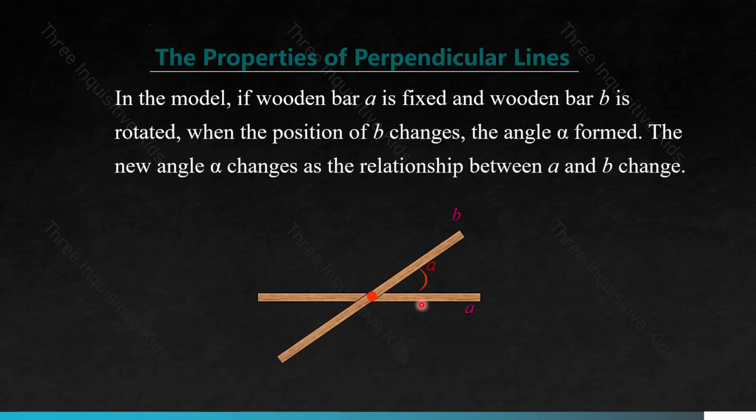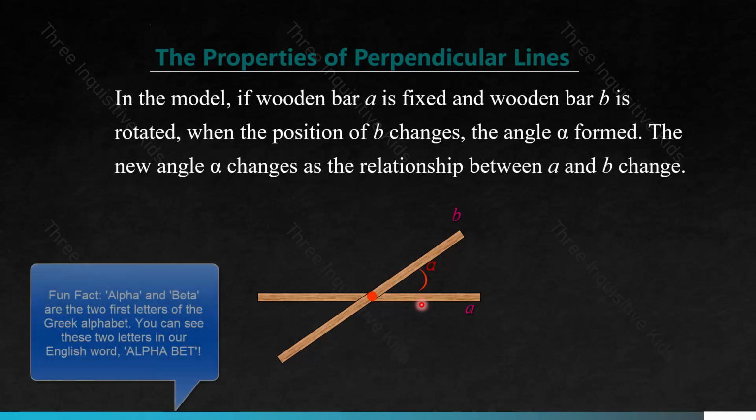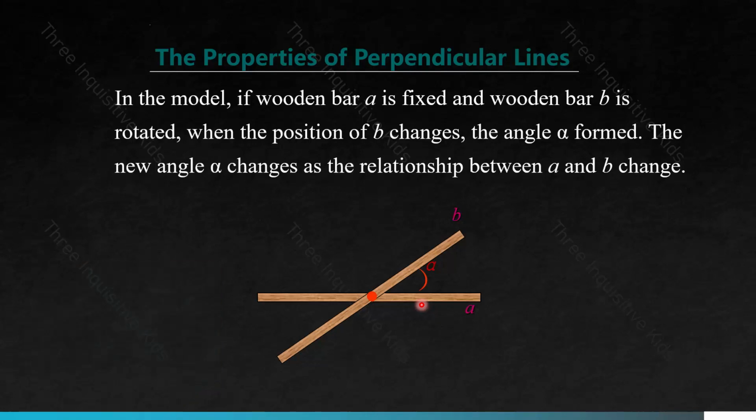Alpha is a Greek letter. The word alphabet is actually originating from it, alpha and beta, and these are some Greek letters that you might see a lot, especially when talking about angles in math. So that's just something interesting to know, unless you're confused. So as B changes, alpha changes as well.